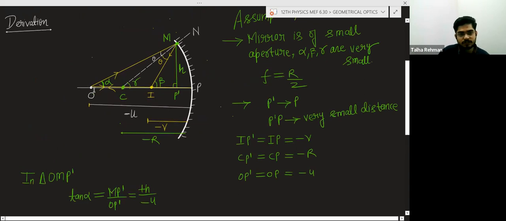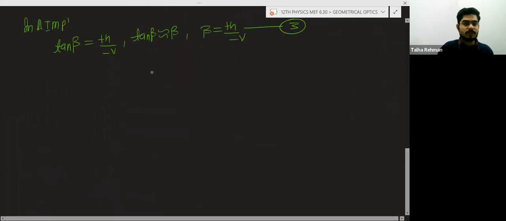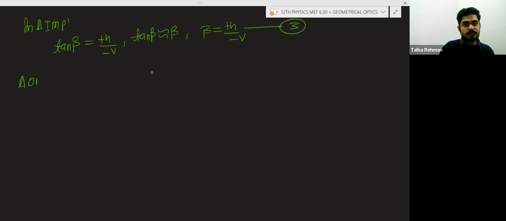Again see this triangle OMC. This gamma is the exterior angle of triangle OMC, and alpha and theta are the interior angles. The sum of the interior angles is equal to the exterior angle. So from triangle OMC we can write alpha plus theta is equal to gamma. This is equation number 4.